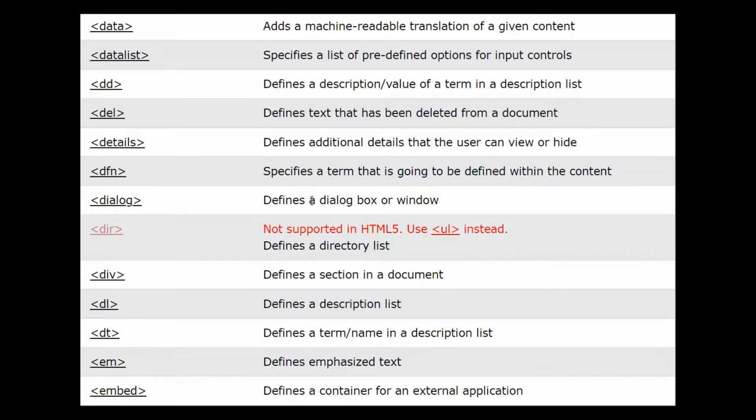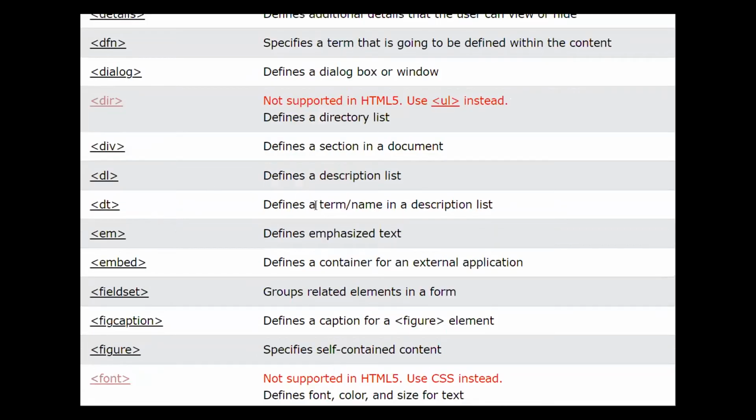This tag defines a dialog box or window. This tag is not supported in HTML5. You can use this UL tag instead. This defines a directory list. So in the last website or web page, whatever you call it, Kids Trends, I had used this UL tag. Division defines a section in a document. This tag defines a description list, while this tag defines a term or name in a description list.